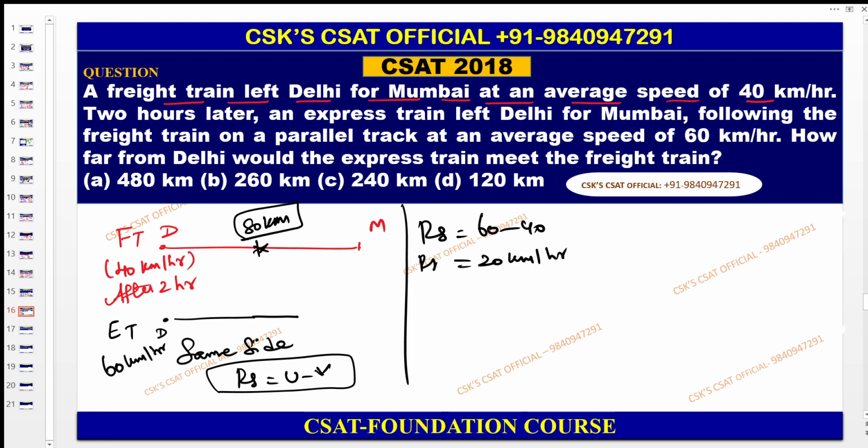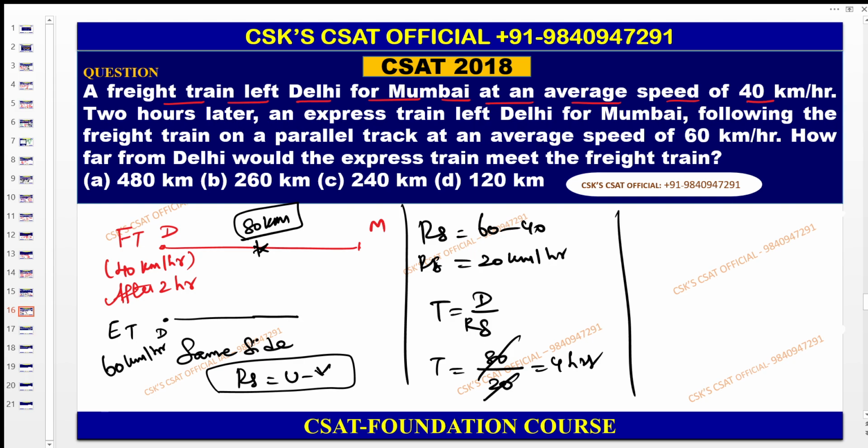You know the distance also. So time is equal to distance by relative speed. Distance here is 80 by relative speed 20. You can cancel this, 4 hours. So hours you have calculated. In these 4 hours, what would be that express train? 4 into 60 becomes 240 kilometer. So how far from Delhi would the express train meet the freight train? So express train, 60 into 4. So the answer is 240.